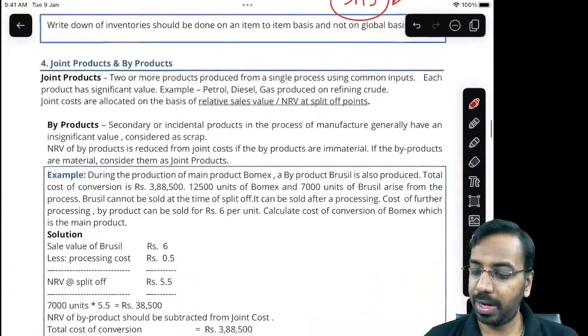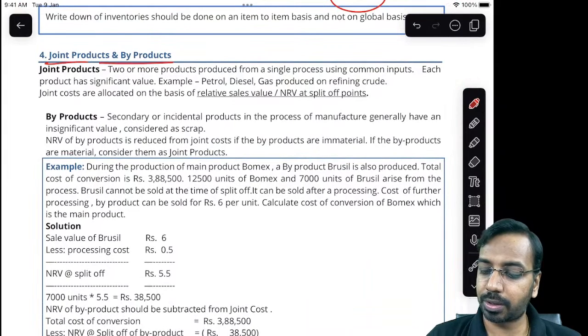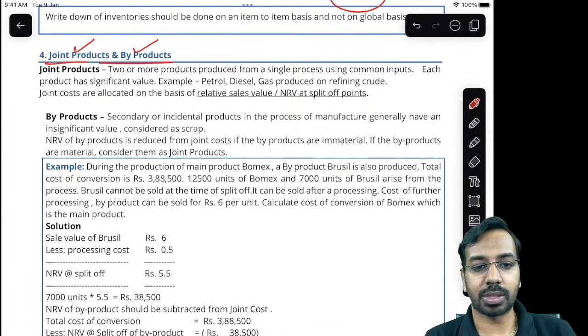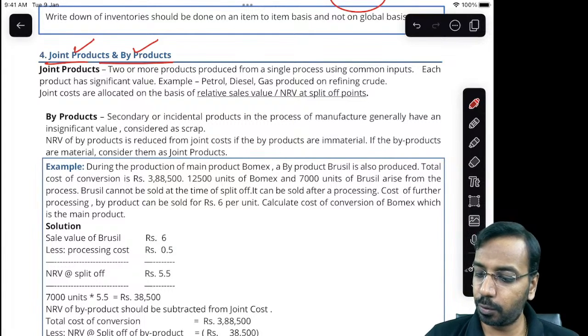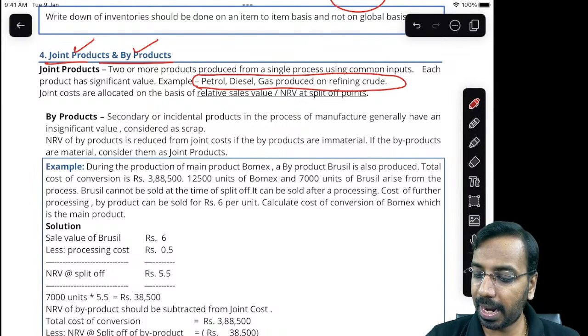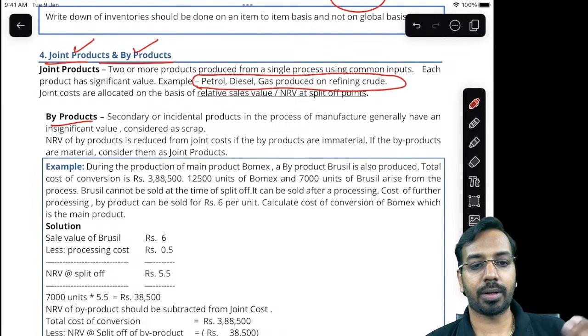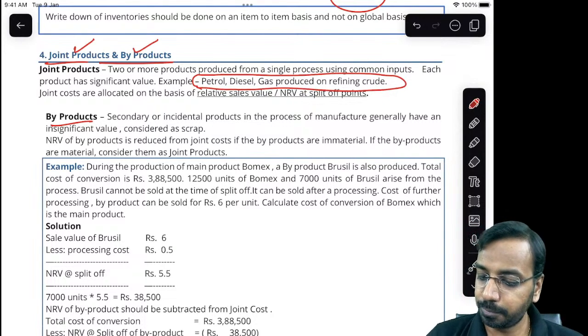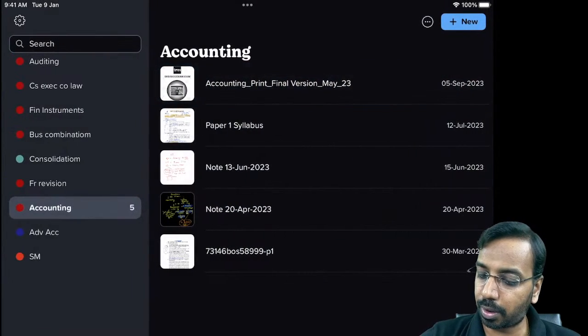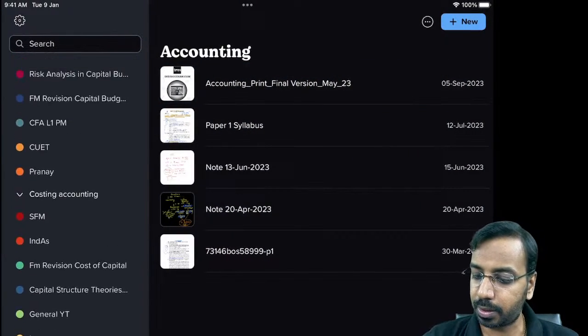Then, whenever there are joint products and byproducts, joint products are the important products, and byproducts are scrap-kind of products. For example, if you process crude, you get petrol, diesel, gas and all of that. These are joint products, and byproducts are scrap or something like that, right? Now, how do we allocate? So when we say joint products and byproducts, what happens is, just a moment.